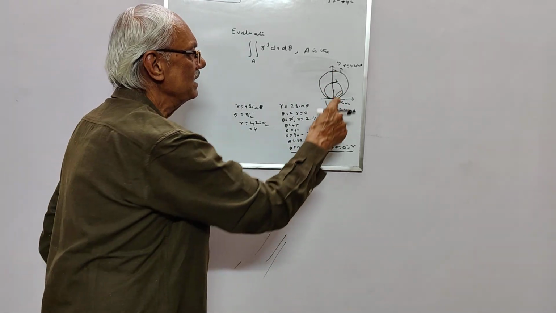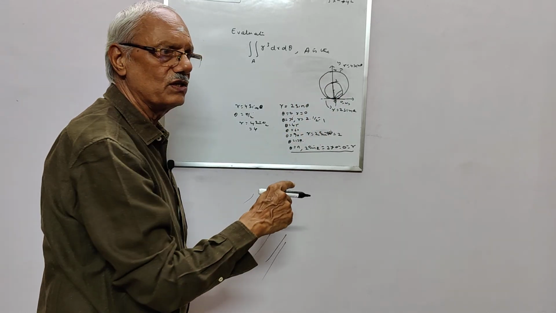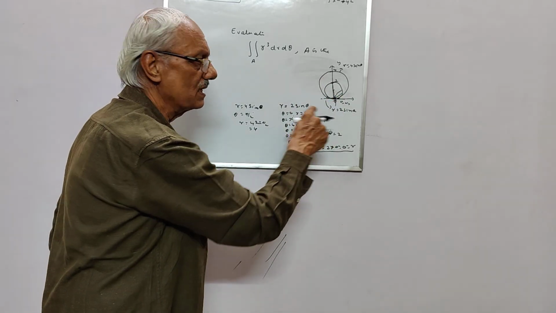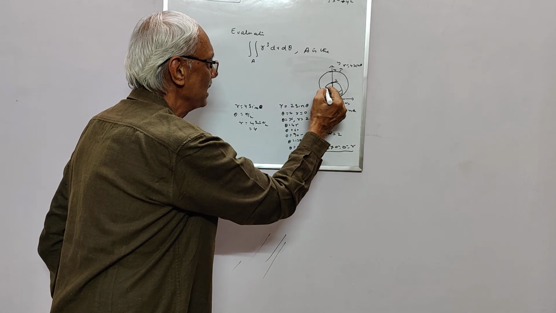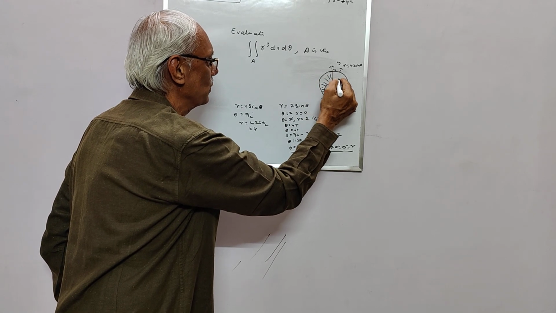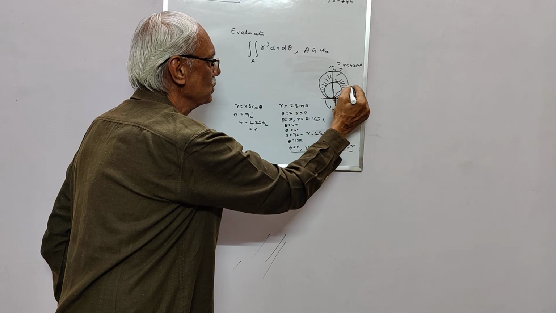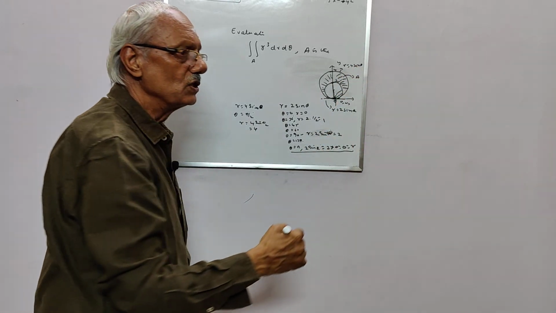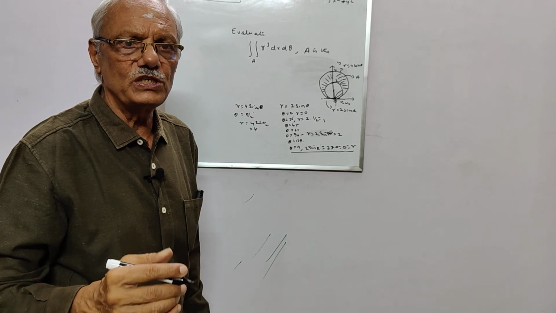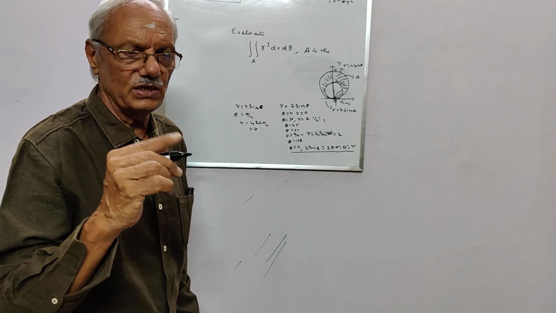So you see that the outer circle is r is equal to 4 sine theta, and the inner circle is r is equal to 2 sine theta. Now you can see that an area is enclosed between the two circles, and this is your A. Are you able to understand? So this is your A over which we are going to do the integration.